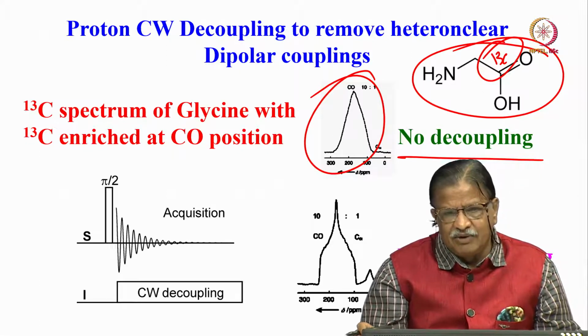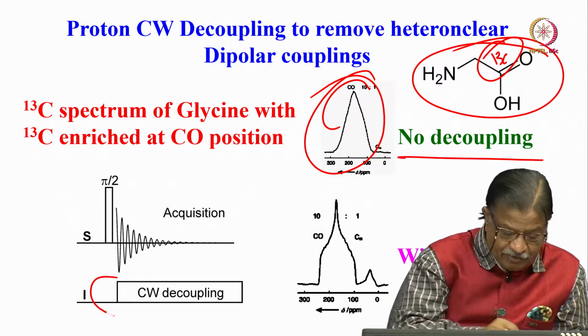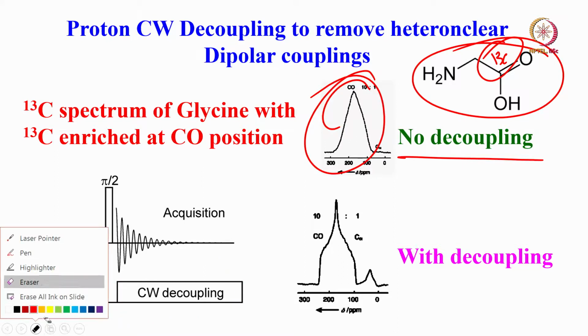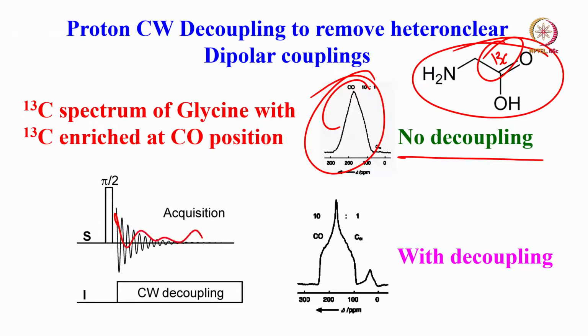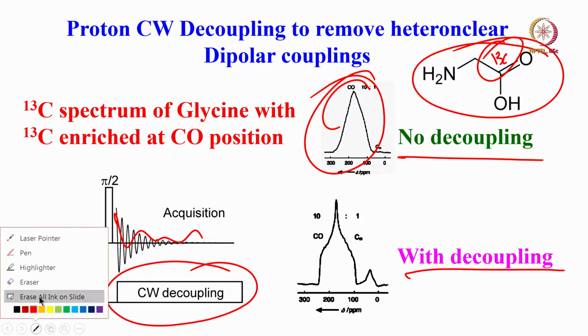Here, no decoupling is done. But now what we are going to do is the decoupling at the same time as we acquire the signal. This is signal acquisition. Continuously I am breaking the coupling between carbon and proton by applying decoupling power. Now if I do the decoupling, there is a very interesting thing which I wanted to show you.